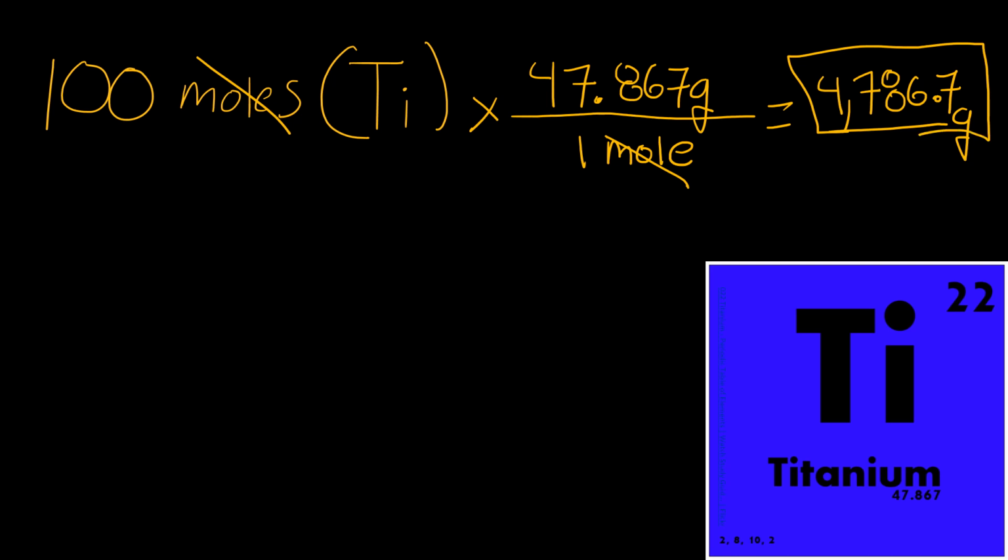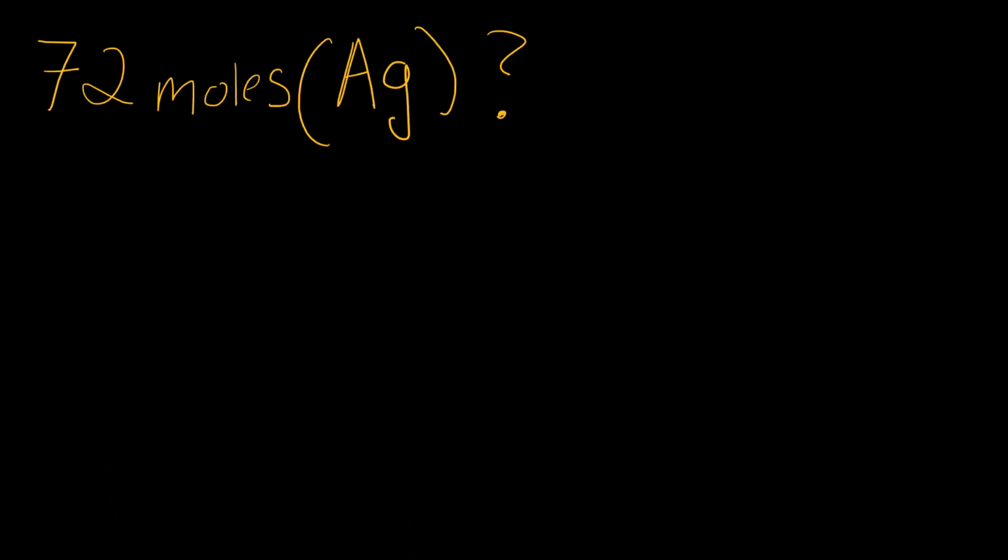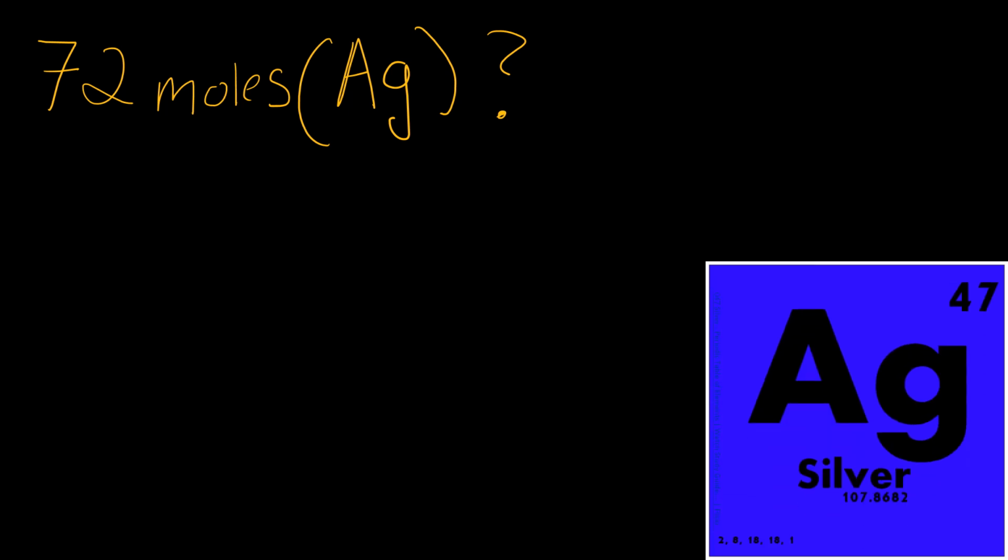Let's do another example. Alrighty, it's time for a pop quiz. So we have 72 moles of Ag. Ag is going to be silver. So you're going to need your periodic table, find your atomic mass, and then tell me what you come up with. I'll give you a few more seconds.